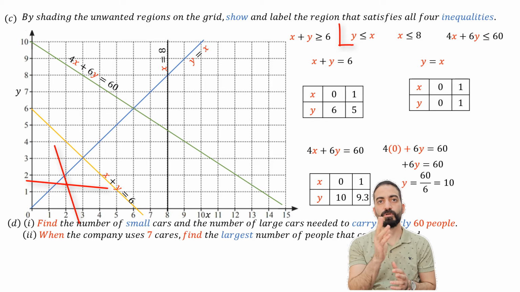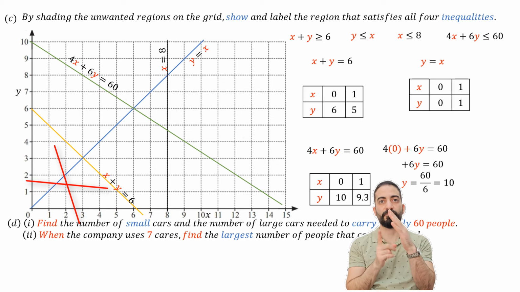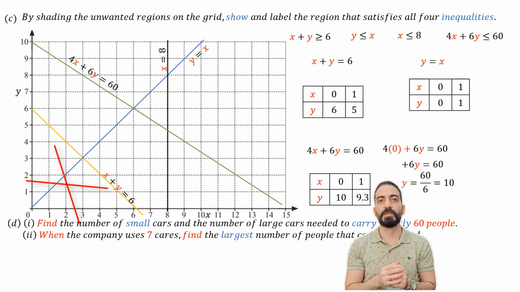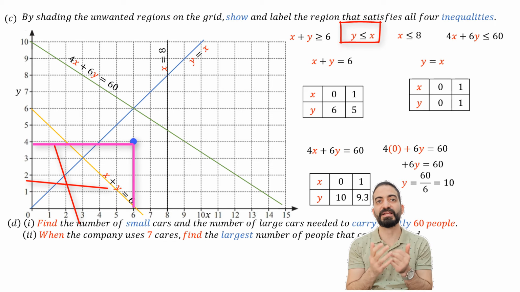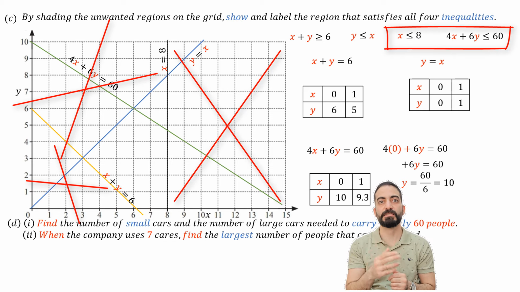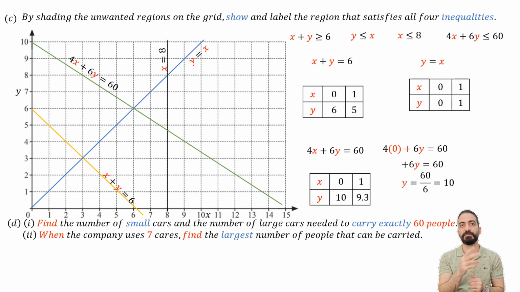Now we come to this inequality, y smaller than or equal to x. First we come to the line y equals x. As we see, we have 2 parts, this part and this part. Now we choose a point randomly. I will choose this point 6, 4. As we can see, the y here is smaller than x. This means that the unwanted region is this. We do the same thing for x smaller than or equal to 8 and 4x plus 6y smaller than or equal to 60. We now move to part D.